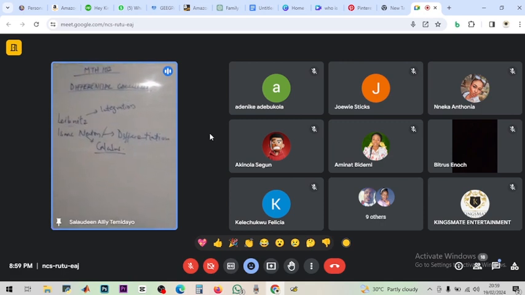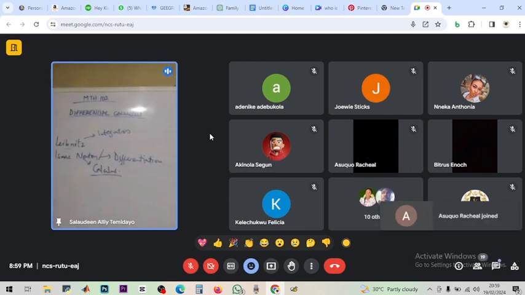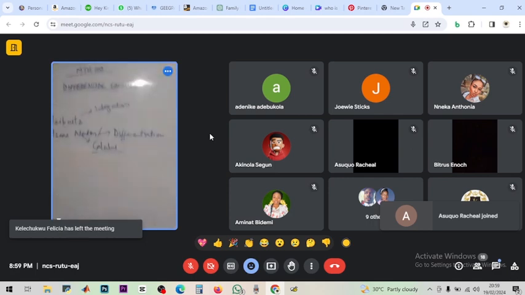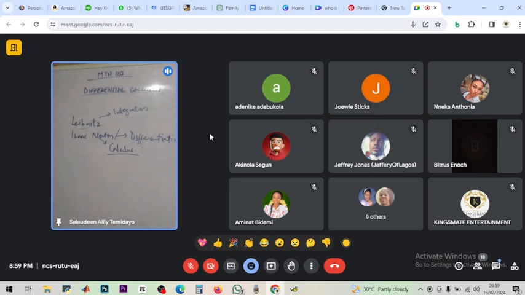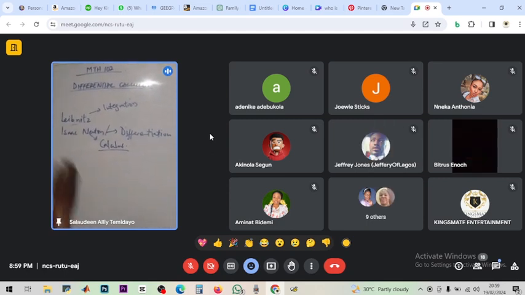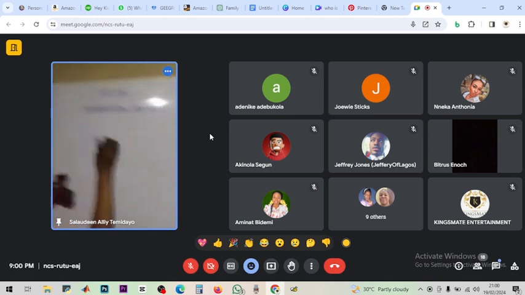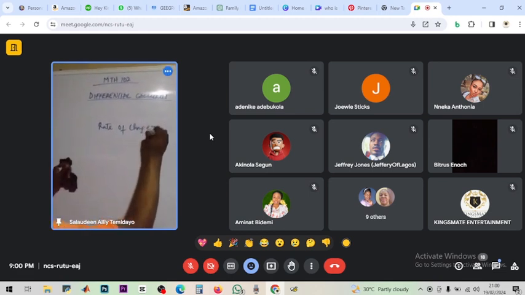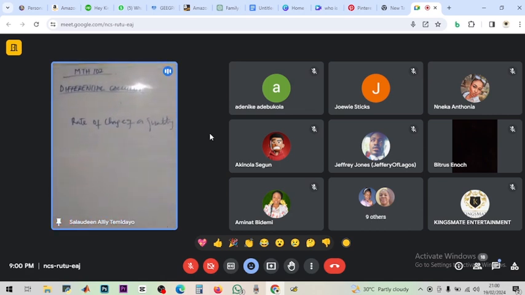So let's get into what we want to do. I wouldn't like to waste our time. When we mention differentiation, it exactly means increase in something with time. That means the rate. So in calculus, differentiation means the rate of change of a quantity. That's what differentiation means.